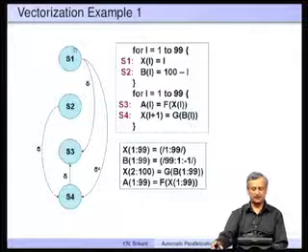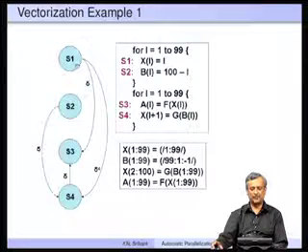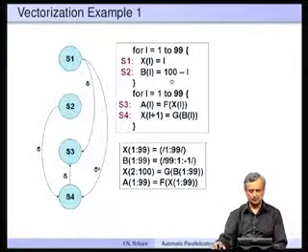S1 is easy to understand, there are no statements which S1 is dependent on. So, x of 1 to 99 is just constant 1 to 99, this corresponds to S1 here. Then S2 is also not dependent on any other statement. So, we can vectorize S2 also straight away. This is S2, b of I equal to 100 minus I, and we have b of 1 to 99 equal to 99 colon 1 colon minus 1. So, this is 100 minus I, the constant.